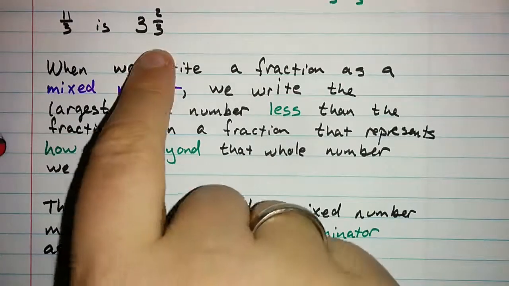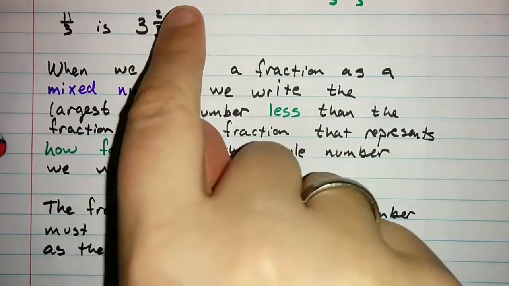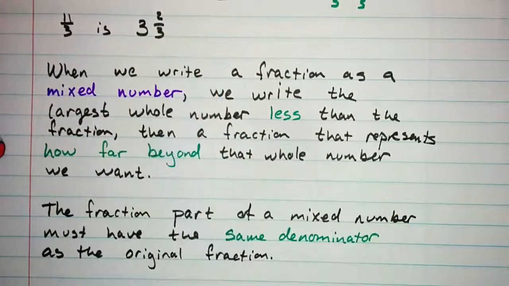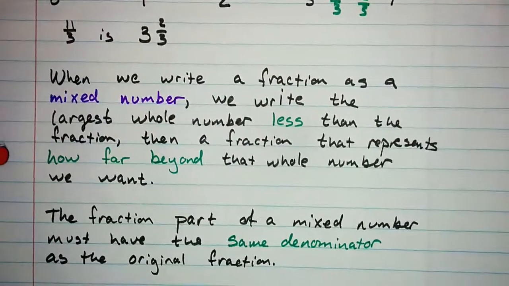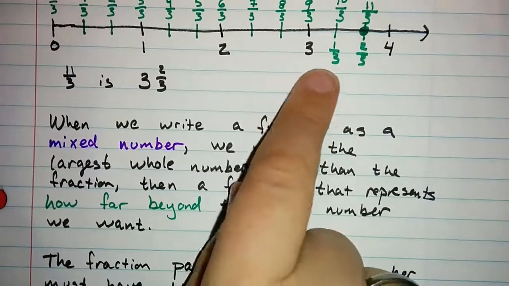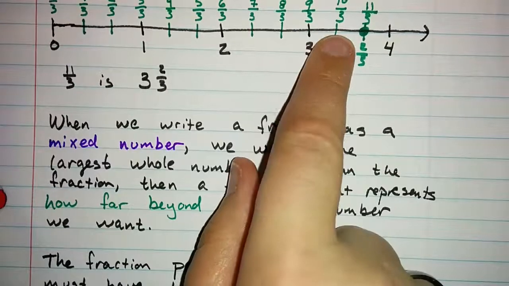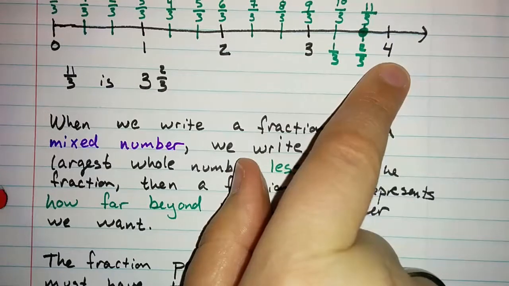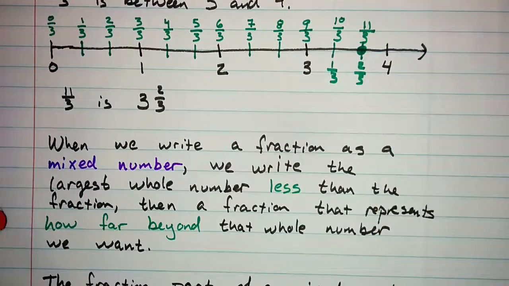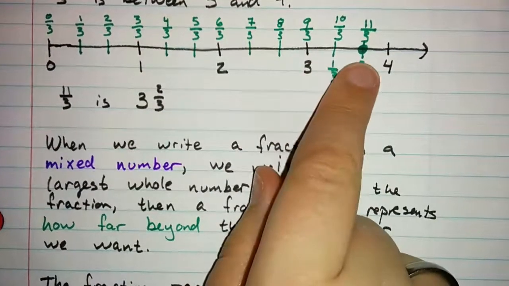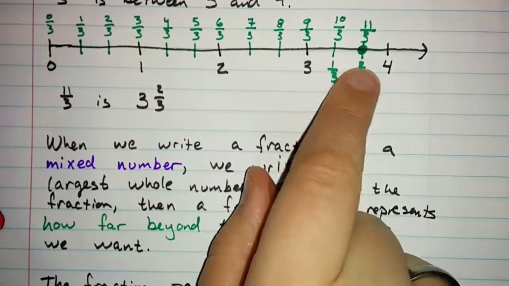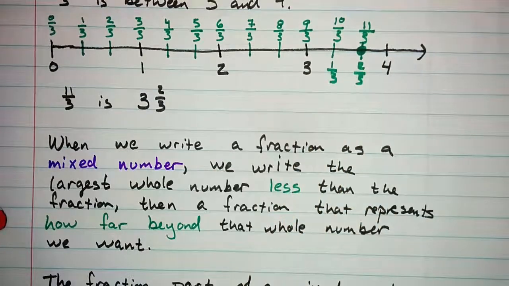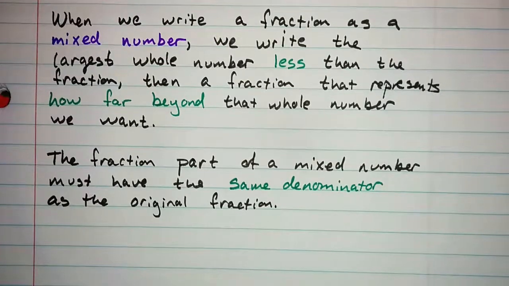Also notice that the fraction part of a mixed number must always have its numerator smaller than its denominator. Why? Well, if we want an entire 3/3, 1, 2, 3/3 beyond 3, we'd get all the way to 4. Another way to think of that is the fraction part of our mixed number always has to represent something shorter than a whole unit. I'm going to have you try one of these.